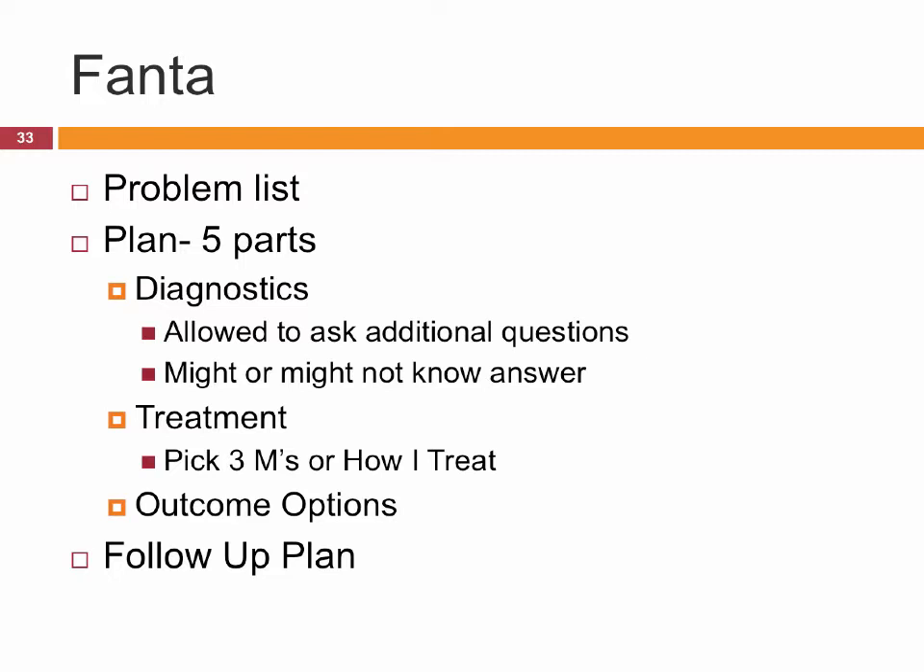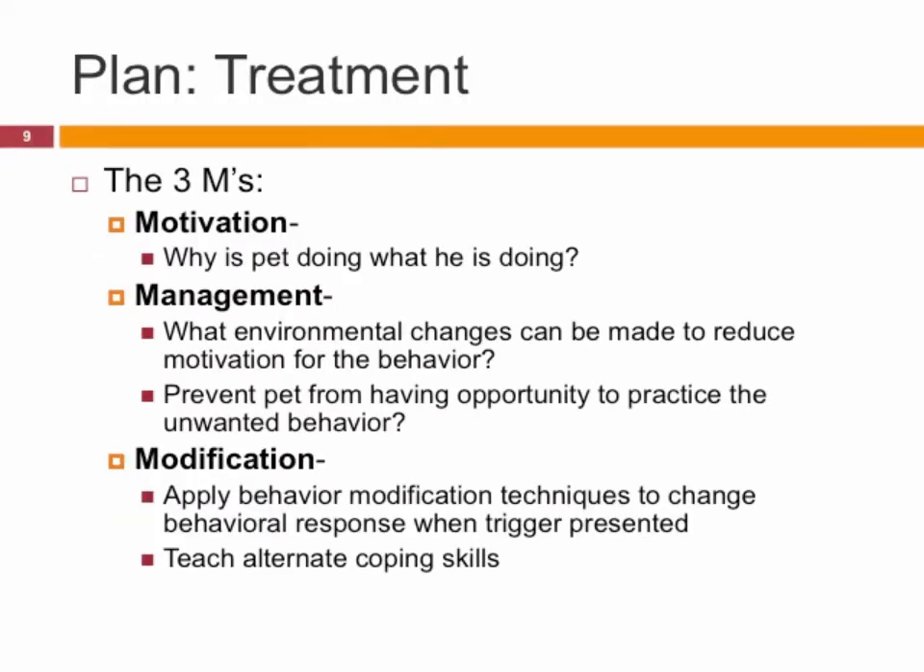So, how do you want to treat him? Do you want to take a stab at the 3 M's this time? Yeah? Okay. So our first M is motivation. What's our motivation? Fear. Yes. What about management? What can we do? That's our second M. How can we change the environment around him to reduce this?